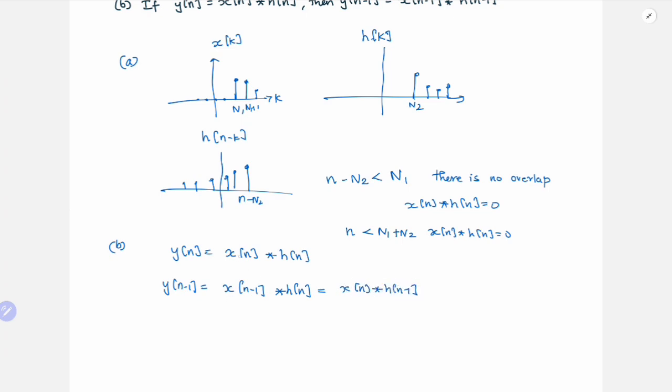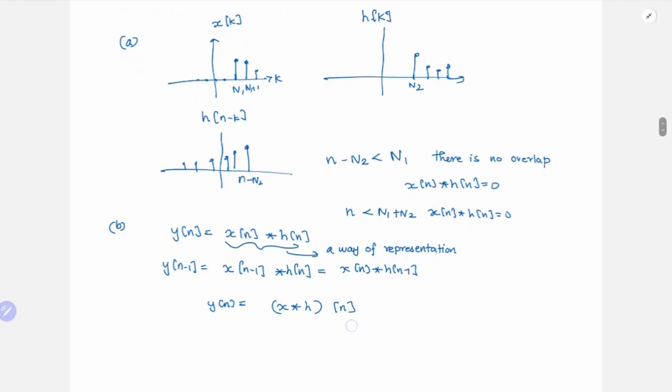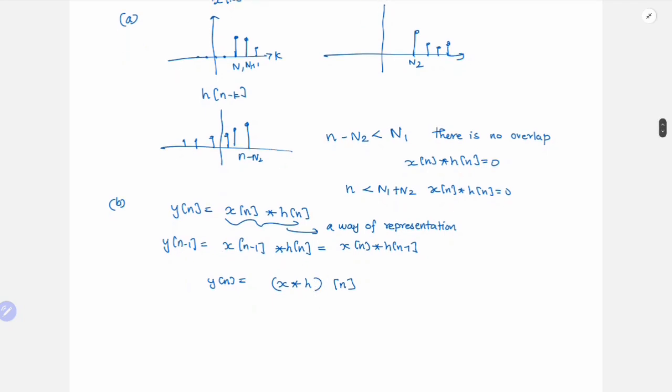This is because this is just a way of representation. In reality, we should write something like x convolved with h of n, something like this. Then it will make a lot of sense. But this is just a way of representation. You cannot directly substitute n with n minus 1.